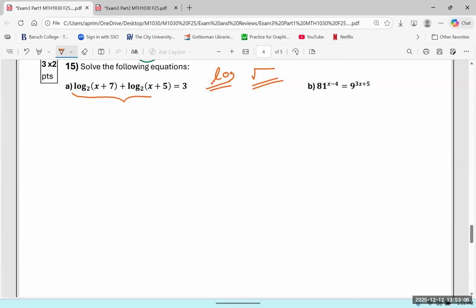So we start by singling out a log. We have many logs, we don't want them, so we pile them together. We make a single log base 2. How do you combine the 2 logs into one log? Multiply. So we have log base 2 of x plus 7 times x plus 5 equals 3. And then we don't know how to solve a logarithmic equation. So what do we do? We convert. 2 to the power 3 equals x plus 7 times x plus 5.